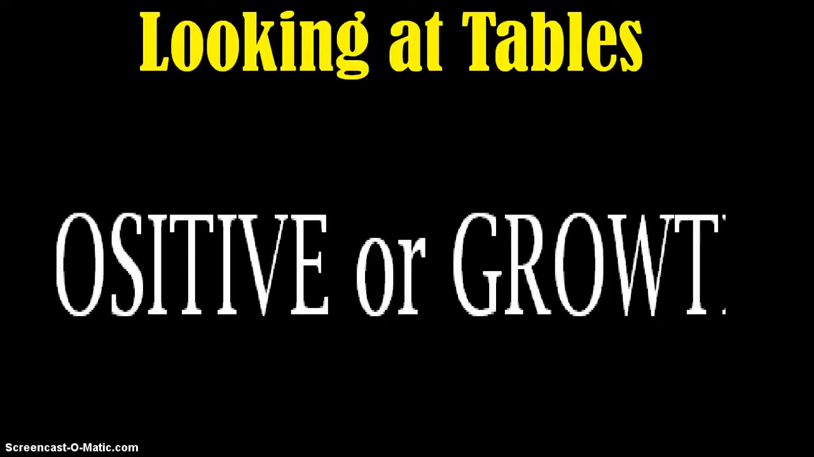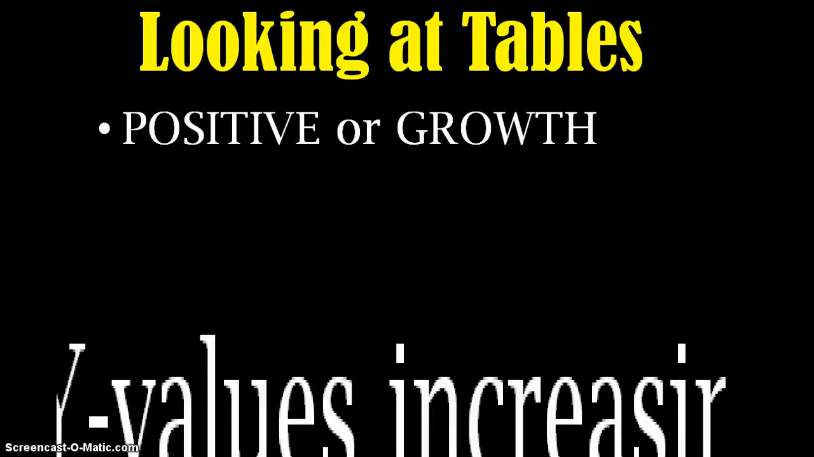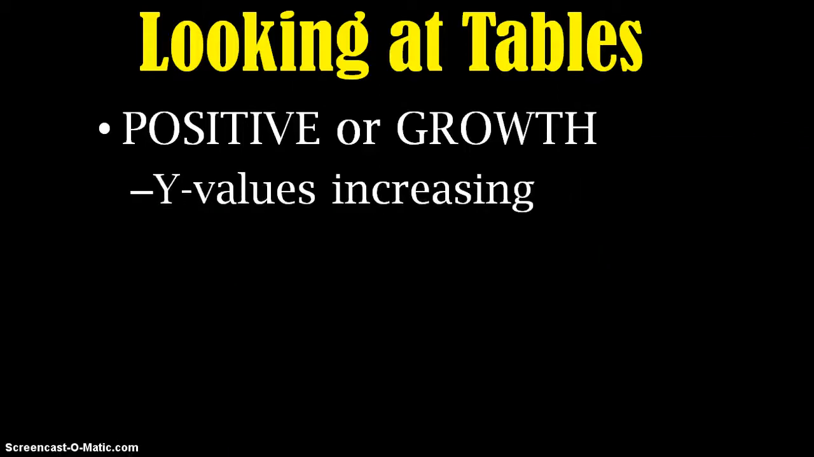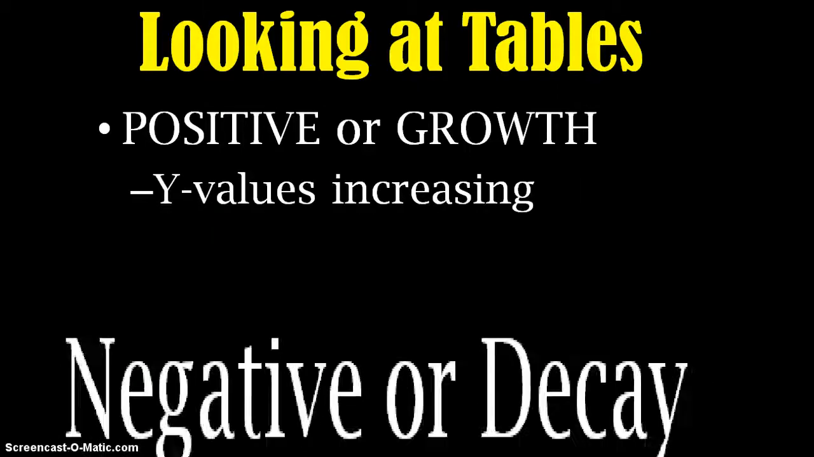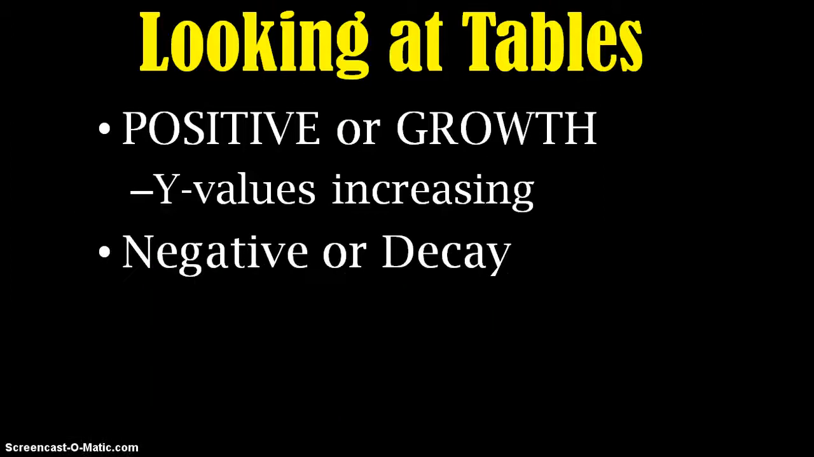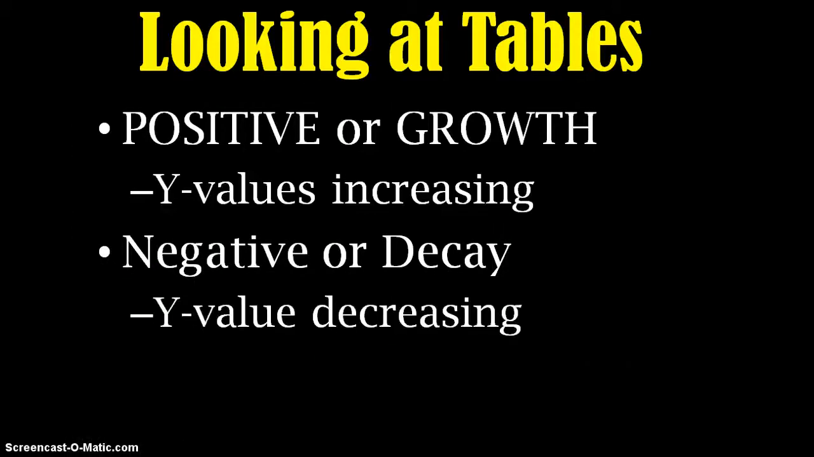Alright, so when we're looking at tables, a positive or a growth means the y values are increasing. A negative or a decay means the y values are decreasing. So positive growth increasing, negative decay decreasing.